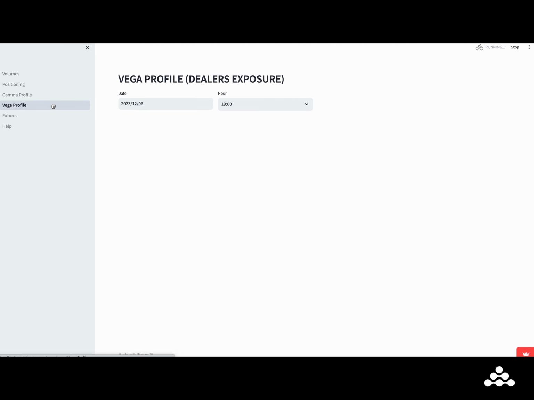And so what we'll see here is a very different type of chart, but it encompasses the profile of Vega that dealers are currently inventorying in the market. This will take a little bit of time to load.